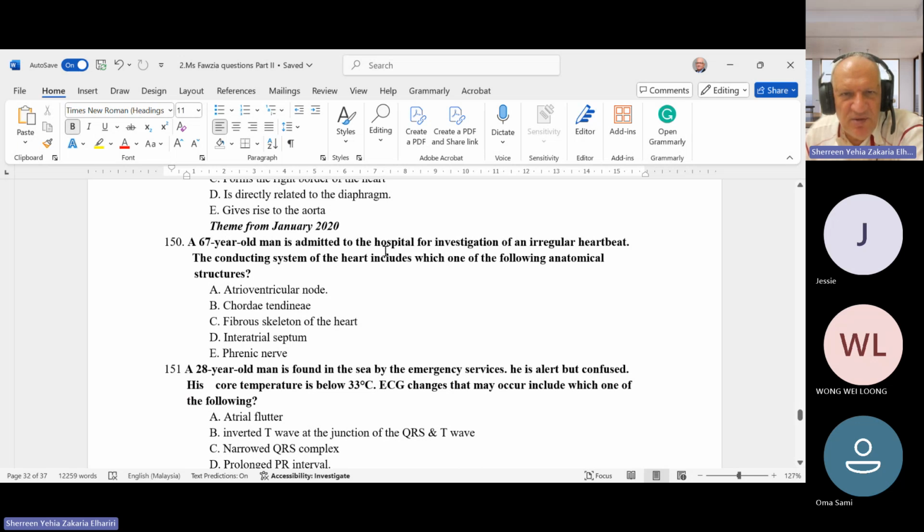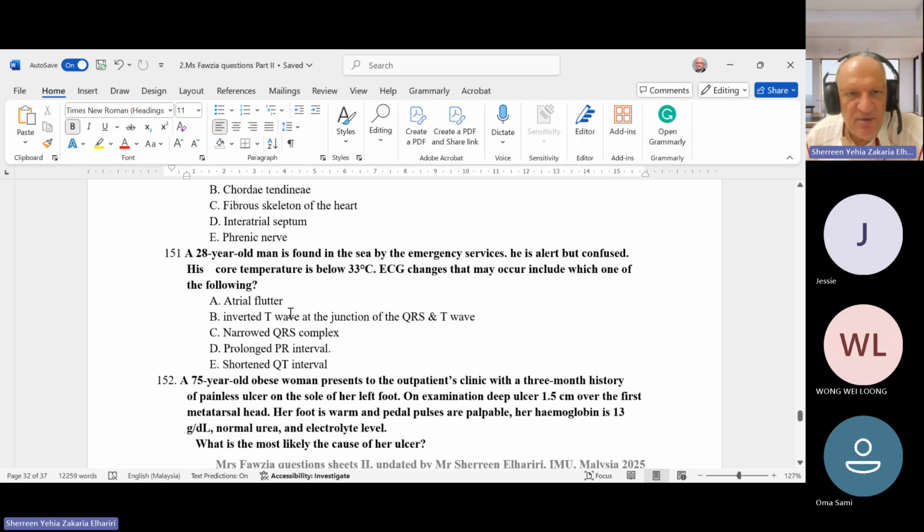A 67 year old man admitted to hospital for investigation of irregular heartbeat. The conductive system of the heart includes which one of the following anatomical structures? The conductive system includes the SA node, AV node, bundle of His, Purkinje fibers, and all these. So in this list, what is the conductive system? Atrioventricular node, AV node. Yeah, AV node. Okay, all right, correct. Next question is about hypothermia. It is a very common ECG, one of the common ECGs we discuss in the ECG session. I hope it will be today or tomorrow or next time. The ECG for hypothermia is very important.